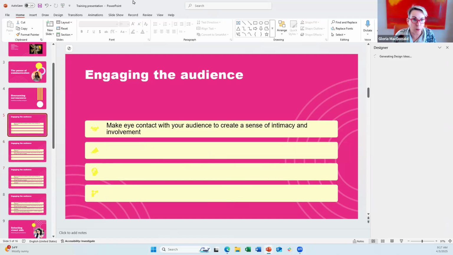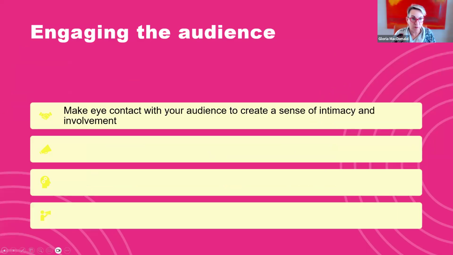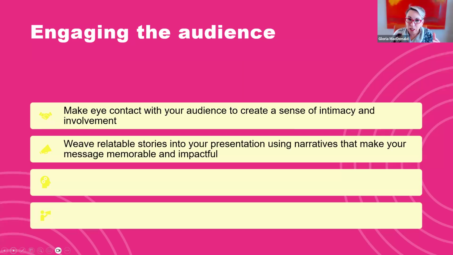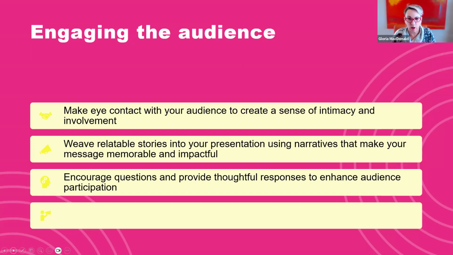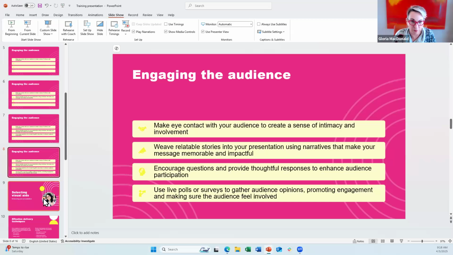So now if I go back up here and I do the slideshow from current slide, you'll see, make eye contact with your audience to create a sense of intimacy and involvement. See how it looks like it's automated? I'm just going to the next slide. But weave relatable stories into your presentation, blah, blah, blah. Encourage questions and provide thoughtful responses to enhance audience engagement. That looks like it's automated, but I'm just moving the presentation forward to the next slide. So that's a super simple way to put more automation in.